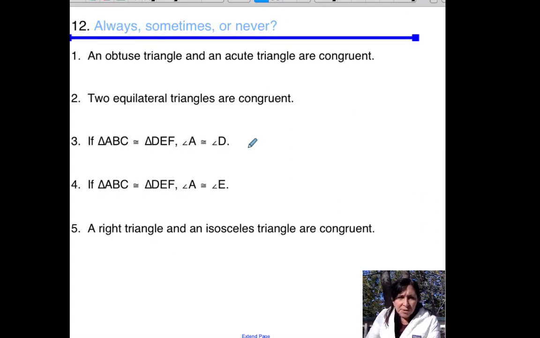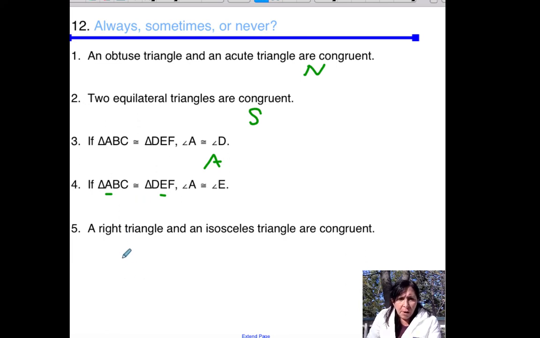An obtuse triangle and an acute triangle are never congruent. Two equilateral triangles are sometimes congruent. In triangle ABC congruent to DEF, A is always going to be congruent to D. With ABC congruent to DEF, I would say A is sometimes congruent to E if, let's say, it was isosceles or equilateral.